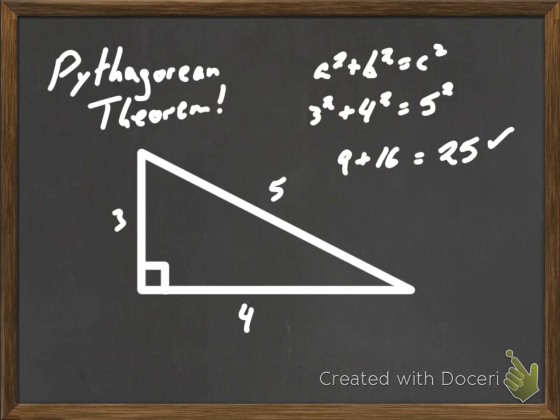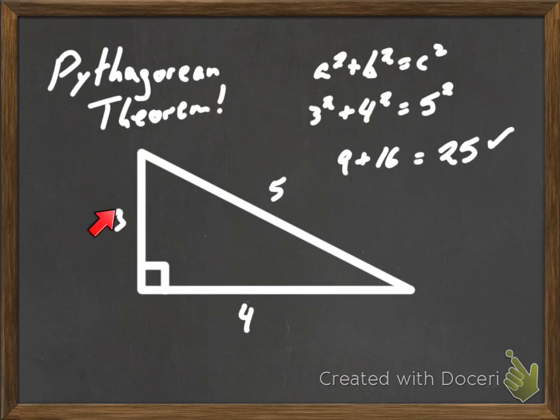3, 4, and 5 is a famous Pythagorean triple. There are just 3 integers that we know that satisfy the Pythagorean theorem. So 3 squared is 9, 4 squared is 16, 5 squared is 25, 9 plus 16 equals 25. So that works. And we could use any multiple of 3, 4, and 5, and that would also form a right triangle. So you could do 6, 8, 10, or 9, 12, 15.